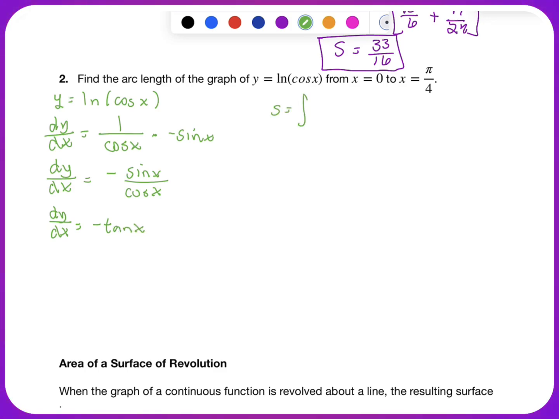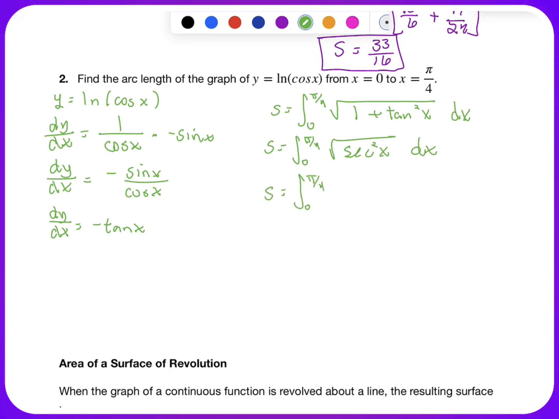Now we're going to use our arc length formula, so we're going to integrate from 0 to pi over 4 of the square root of 1 plus our derivative, negative tangent quantity squared, so that's going to end up being positive. And then we know from trig that 1 plus tangent squared is secant squared, and secant squared and the square root cancel each other out, so we're left with secant of x. You notice how we use some of our trig formulas to help us out? You'll need to do this.